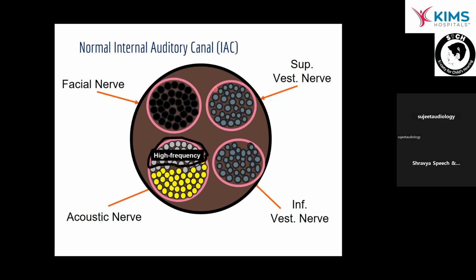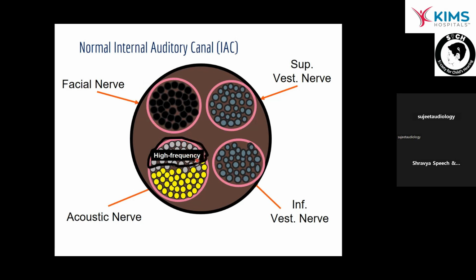But this canal also has other nerves, for example, the vestibular nerve. You can see that there is a superior vestibular nerve, inferior vestibular nerve, this is the acoustic nerve, and this is your facial nerve which crosses from here. And here what you have to understand is that this is the area of high frequency in the acoustic nerve.